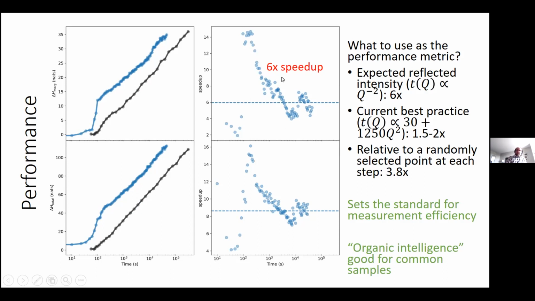Now, of course, we have something working for us. The type of sample that the simulation is based on is a pretty common one for us. And so our organic intelligence has been working on this for years, and we actually have a current best practice, which is not the same as this expression.